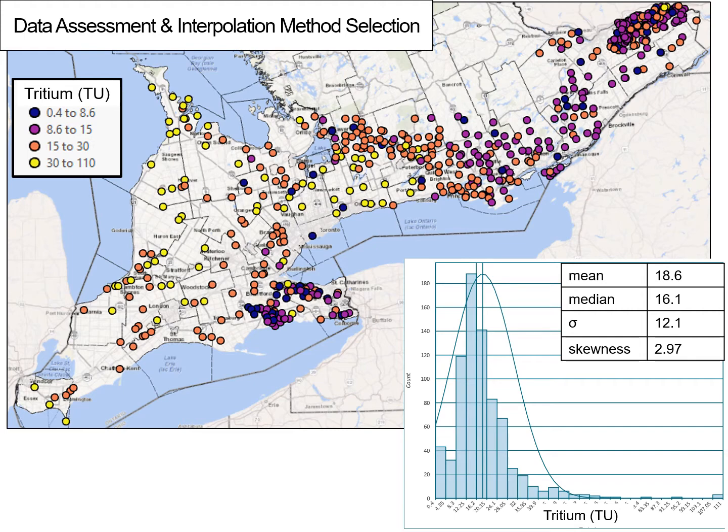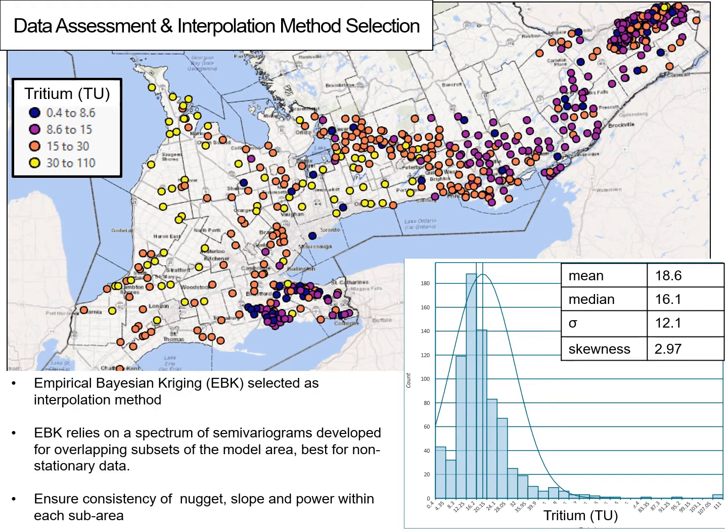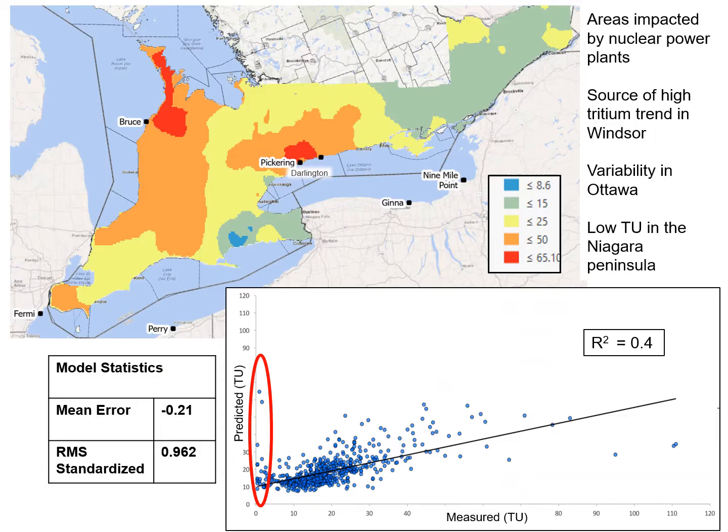And when we look at the raw data, we see the mean and median hover around the median annual Ottawa precipitation value, and our histogram shows us that the data are nearly normally distributed but skewed at the high end. So we have chosen empirical Bayesian kriging as our interpolation method because it works well for values that vary in how they change in space across the model domain, like the clusters that we're seeing here.